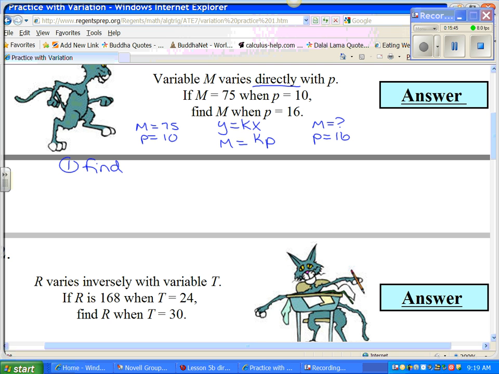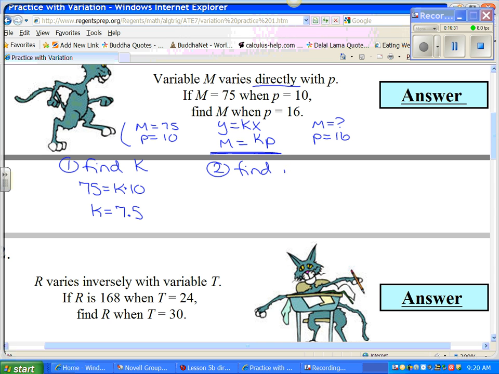Find k. I have to find k using the original information they gave me. So I've got my equation. M is 75 and p is 10. We good? Now what? Divide. So k is 7.5. I took the original information they gave me and I found my value of k. We good?